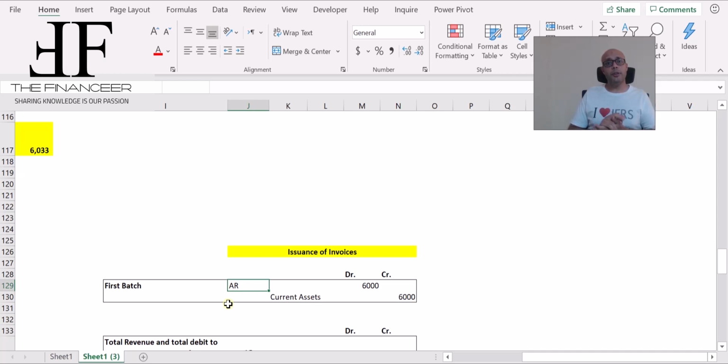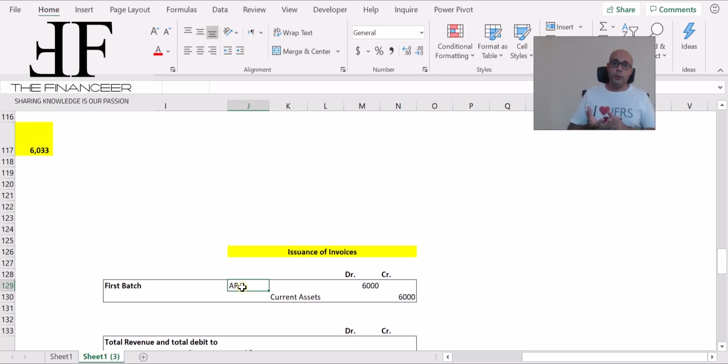Now, let's come to the time that the company issues the invoices to the customer. The company issues the invoices once it has satisfied all of the performance obligations in this part to the customer. And once the company issues the invoice, it should recognize accounts receivable. So the company should debit accounts receivable.